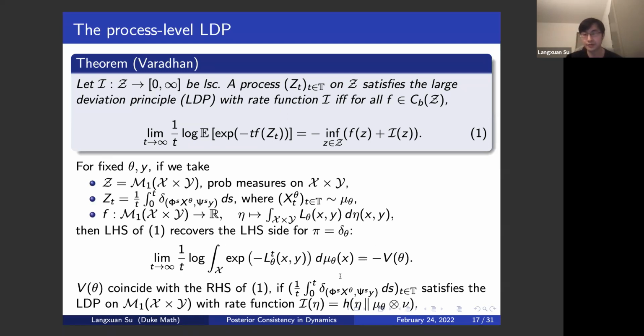And this is the main connection with large deviation principle and large deviation theory. The advantage of this is that there are a lot of processes for which we know how to prove the large deviation principle in the existing literature, but there's not so much for posterior consistency. So by looking at this connection, one can expand to more processes for posterior consistency using large deviation techniques.